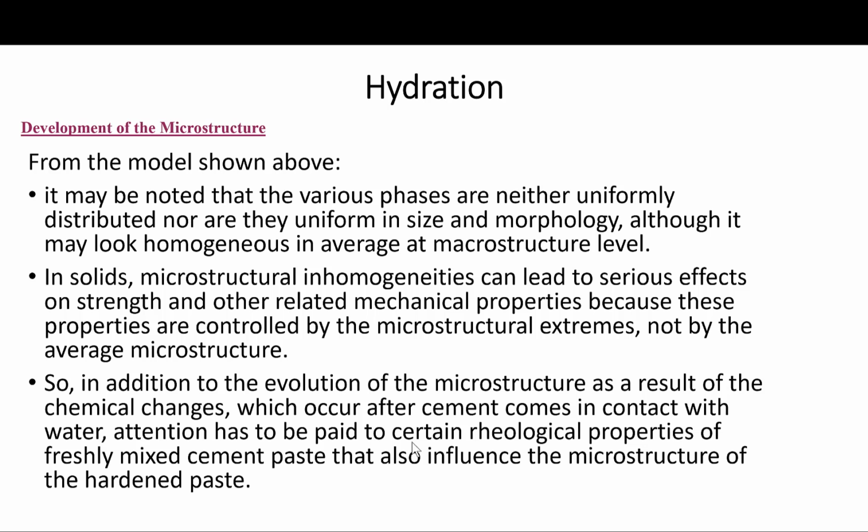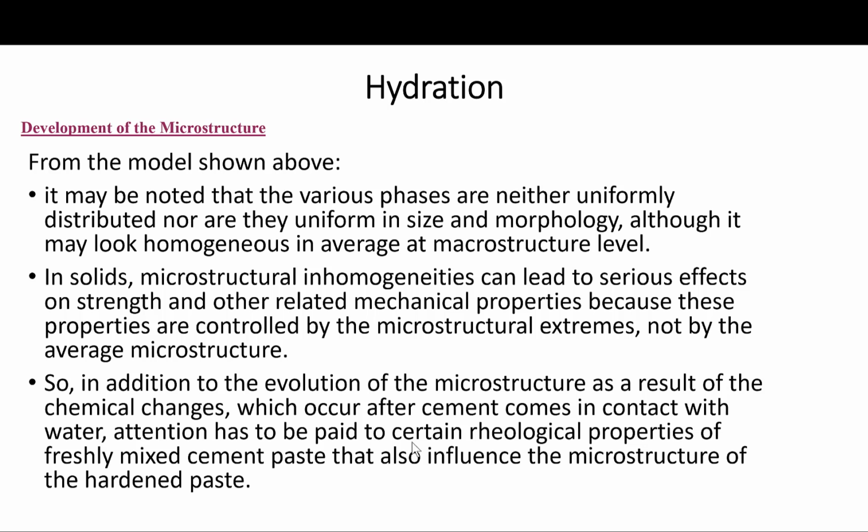Which may look homogeneous and isotropic at the microstructure level. So as we said, it's a heterogeneous material. At the microscopic level, to the unaided eye, it might look uniform and homogeneous, but it's not. And the properties are controlled by the microstructural extremes, not by the average microstructure, which may look homogeneous.